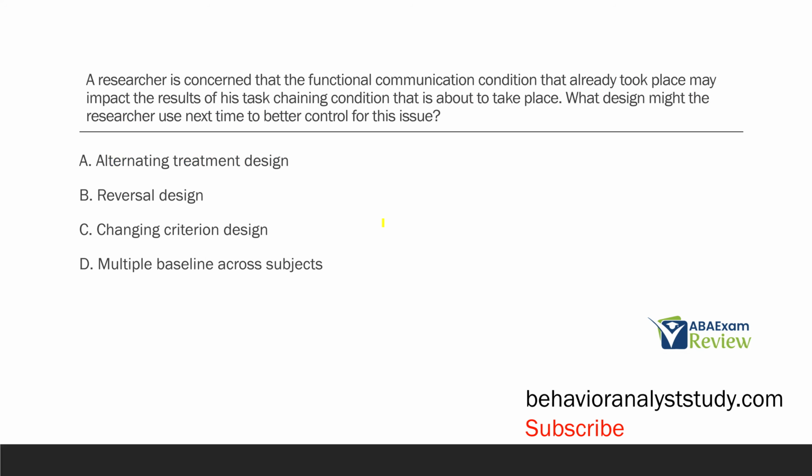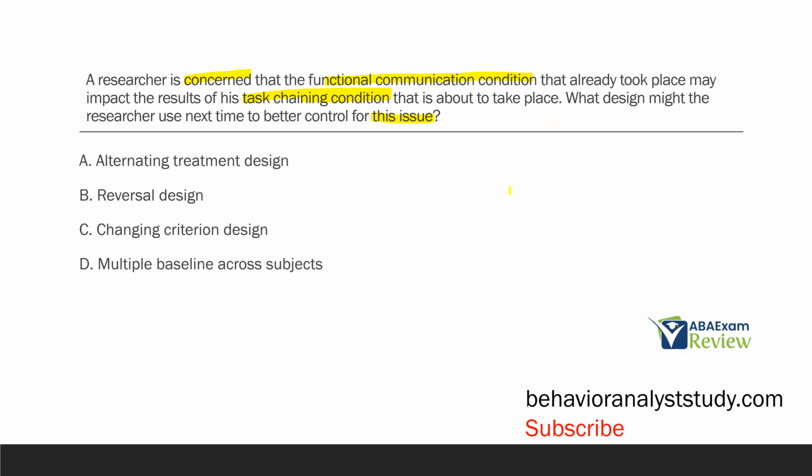A researcher is concerned that the functional communication condition that already took place may impact the results of his task chaining condition that is about to take place. What design might the researcher use next time to better control for this issue? Well, I would start by identifying what is the issue. What's the problem here? Before we can know how to control for it, we need to identify the issue. And the concern here is that this functional communication condition already took place and it might impact the task chaining condition.